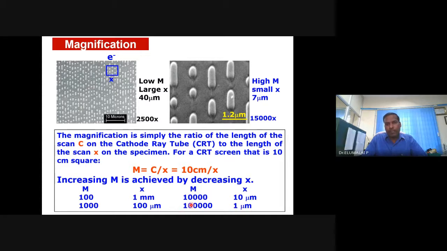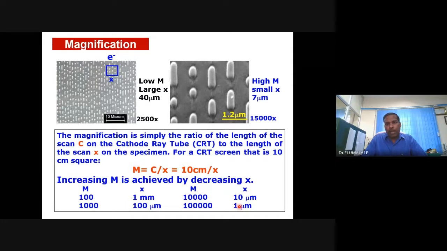If you go beyond that, you can still have higher resolution at lower sizes. With the TEM, you can go even to 5 lakh times magnification. Your scanning area is very small, your display is very large, and the ratio eventually becomes a very high magnification. You can manipulate this magnification to have low resolution or high resolution, that is, how fine you can get.